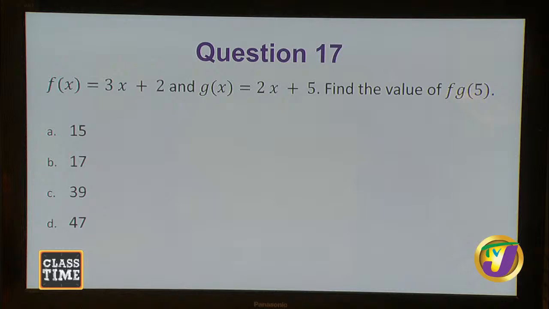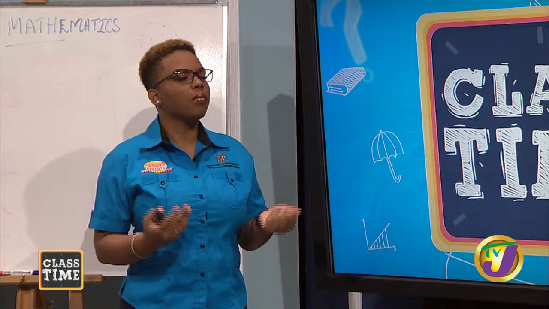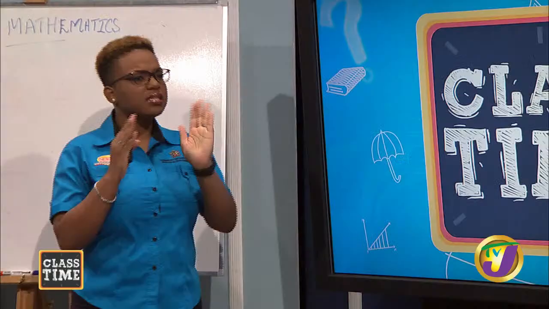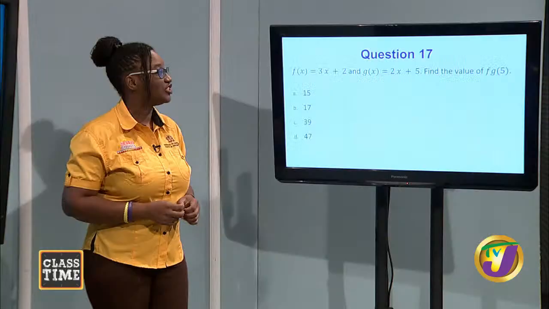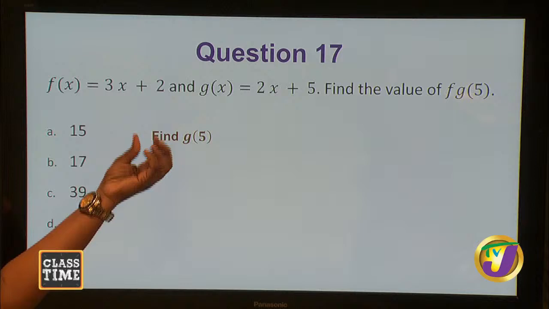Well, final question. If f of x is equal to 3x add 2, and g of x is equal to 2x add 5, we're asked to find the value of f of g of 5. What does this mean? So we're doing composite functions, yes? So I can simplify g of x first. So we're going to find g of 5. In other words, wherever x is, I'm going to substitute 5, in the g of x function.